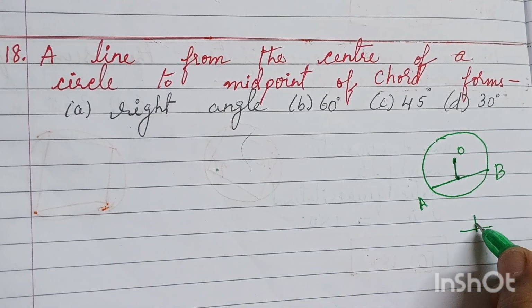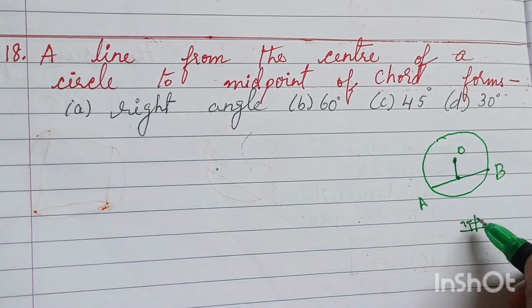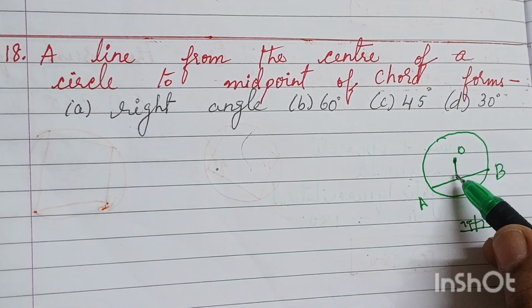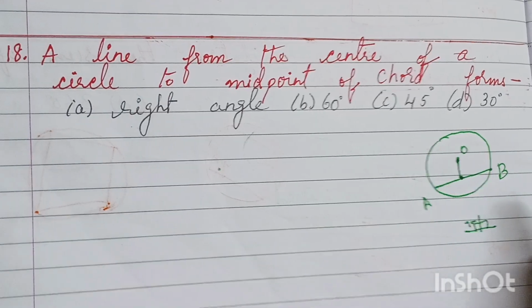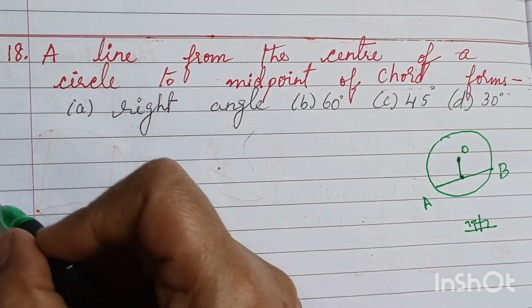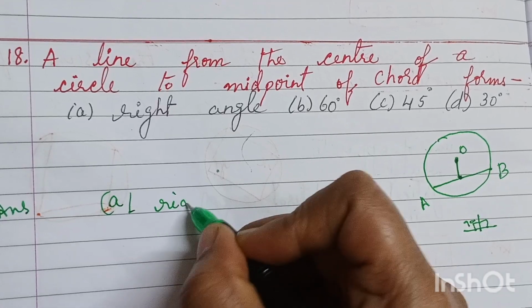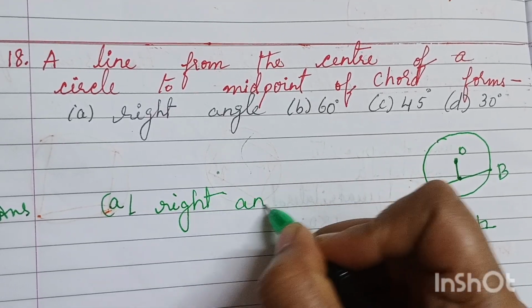Perpendicular bisector means 90 degrees. So right angle. This shape's perpendicular is the shortest and the chord is the biggest side. So it is a right angle. Answer is right angle, A. Answer A, right angle.